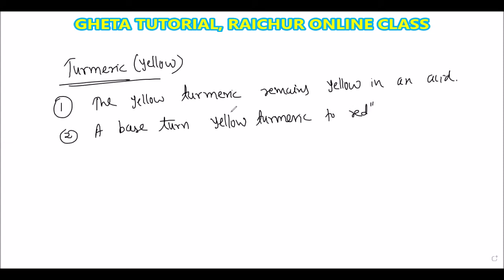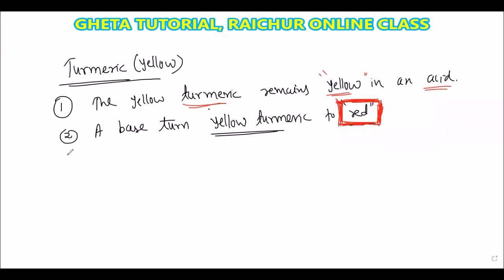A base turns yellow turmeric to red. Yellow will change to red when you add it into the base. If the turmeric contacts a base, it changes to red color. But when turmeric is put into acid, there is no change in color; it remains yellow. It remains yellow in acid, and changes from yellow to red in the base.